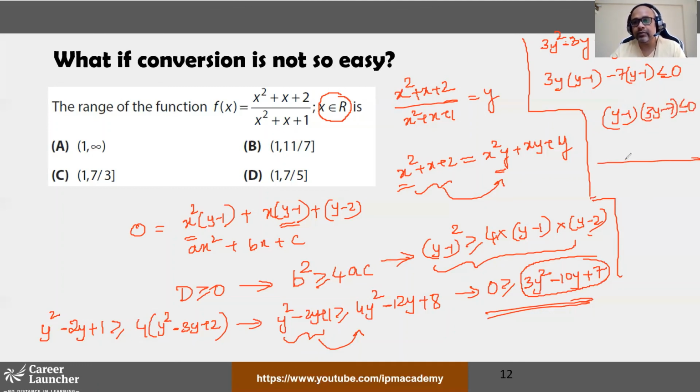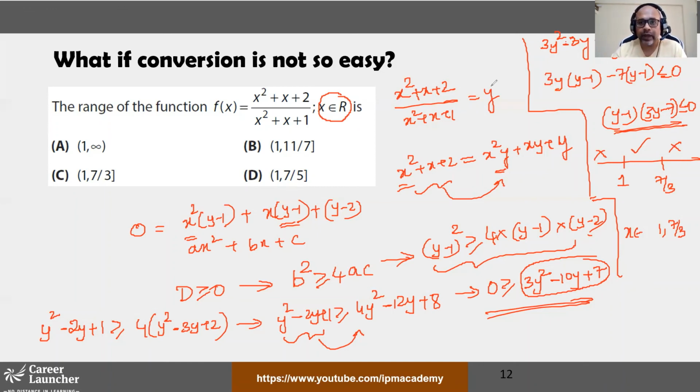So here, if you remember my tick and cross approach, your boundary points are 7 by 3 and 1. Because it is less than 0, you will get these two as crosses and this is tick. So y belongs to 1 comma 7 by 3. Now you have to make sure, is 1 acceptable or not, and is 7 by 3 acceptable or not. When you put 7 by 3 here, you'll notice that it is not a problem.